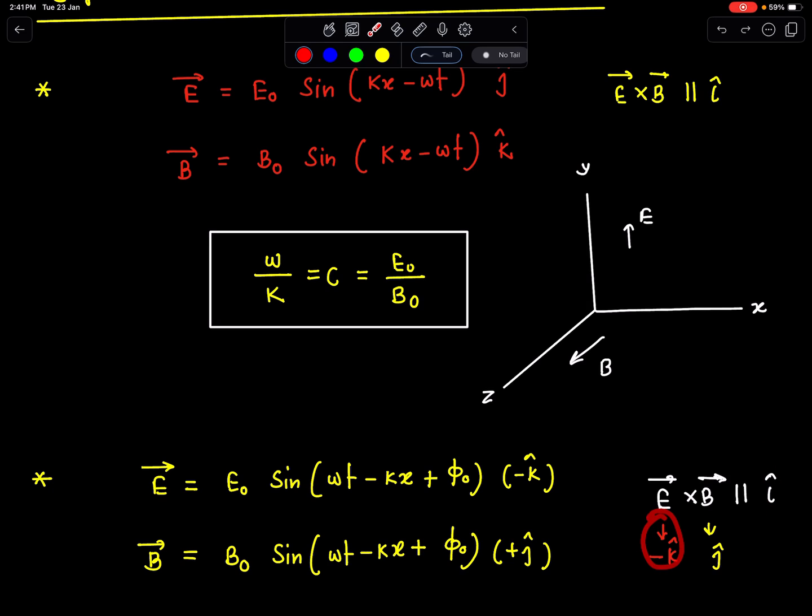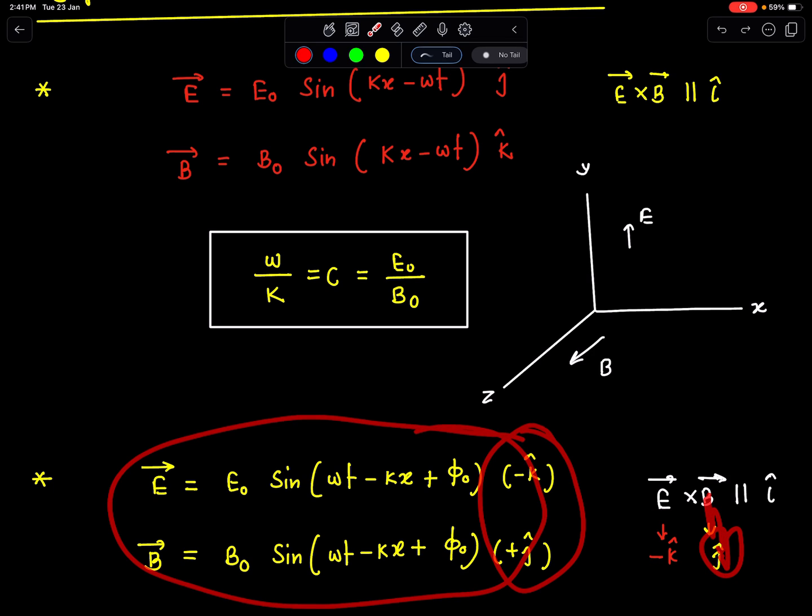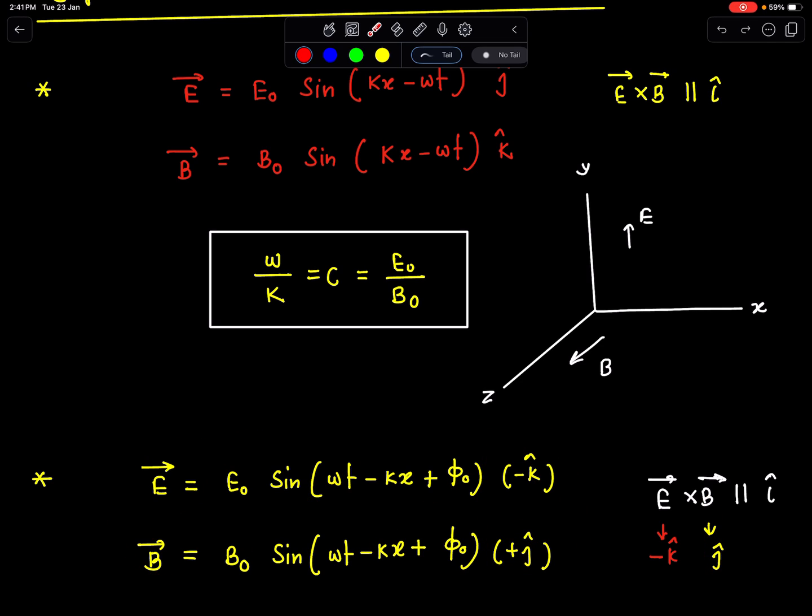So if it is minus k cap, then the next vector should be j cap. So this will be the combination of E and B in such a way that we can write the electromagnetic wave equation. There will be multiple such vectors. It is not just one vector. You can rotate it about the x axis and you will get infinite combinations of these vectors which represent the direction of E and B, but it will always be in such a way that E cross B will be along the wave velocity.